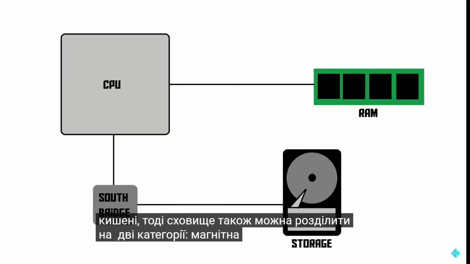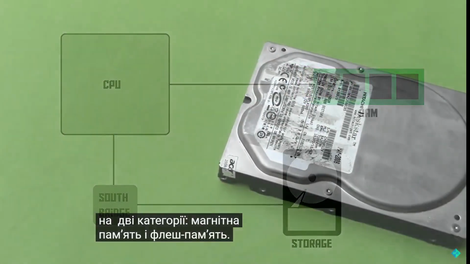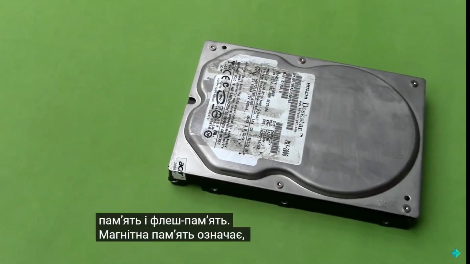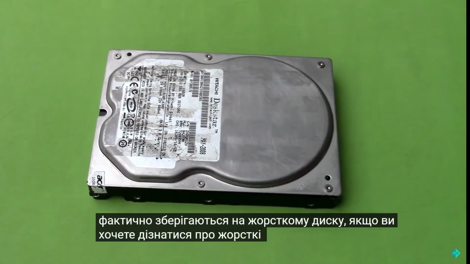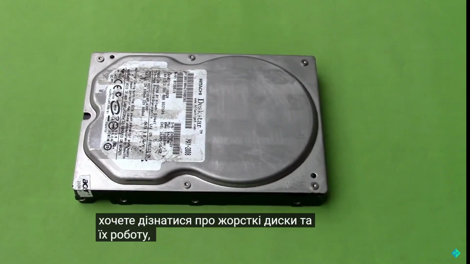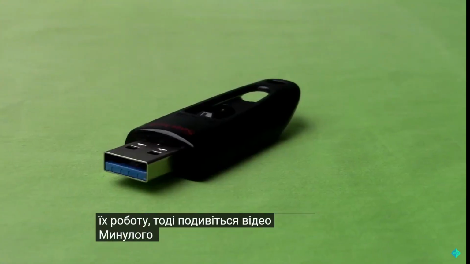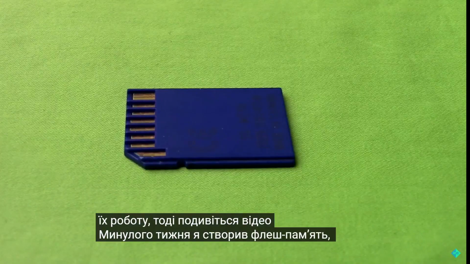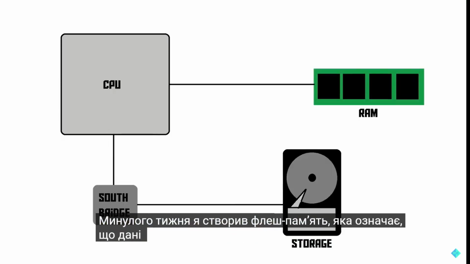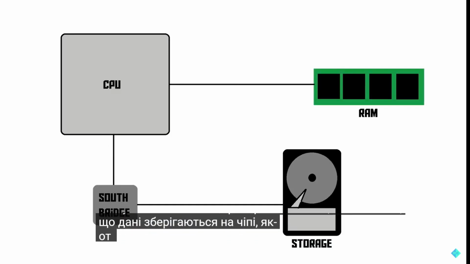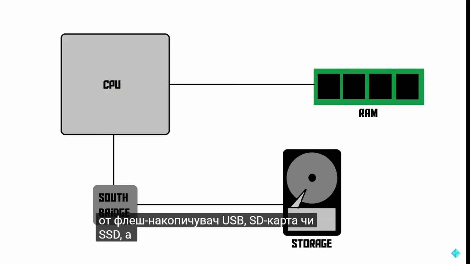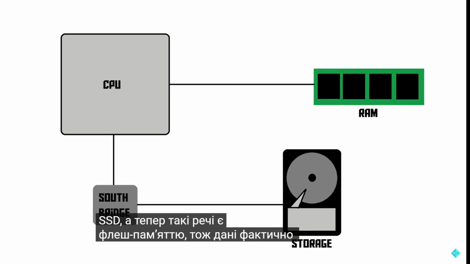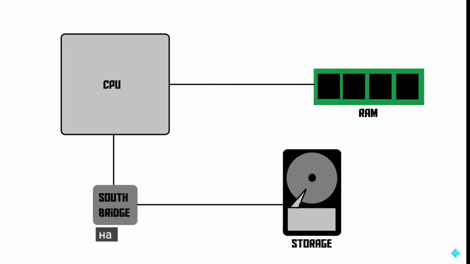There is magnetic storage and there is flash storage. Magnetic storage means that the data is actually stored on a hard drive. If you want to know about hard drives and how they work, then go watch the video that I made last week. Flash storage means that the data gets stored on a chip, like with a USB thumb drive or an SD card or an SSD these days. That kind of stuff. That's flash storage. So then the data is actually stored on a chip.